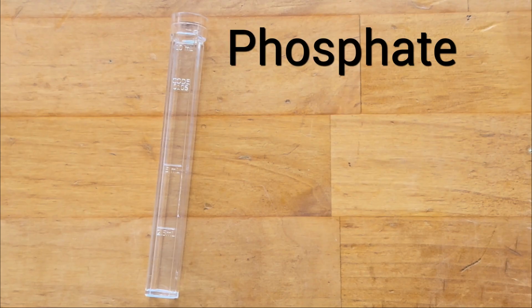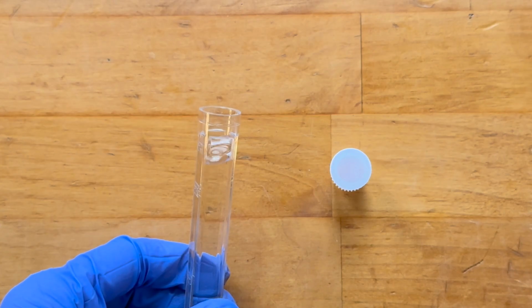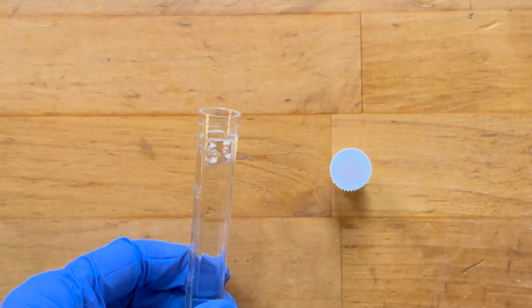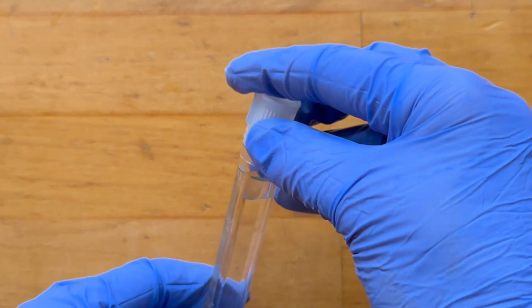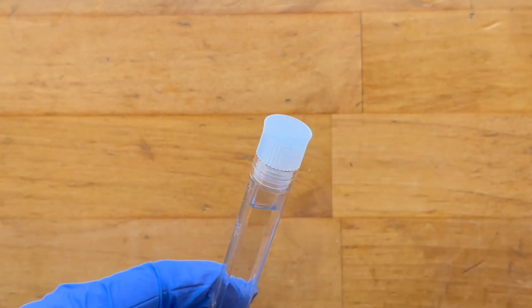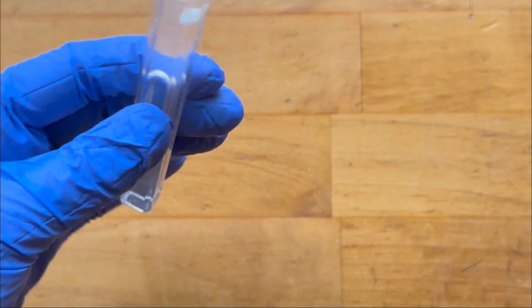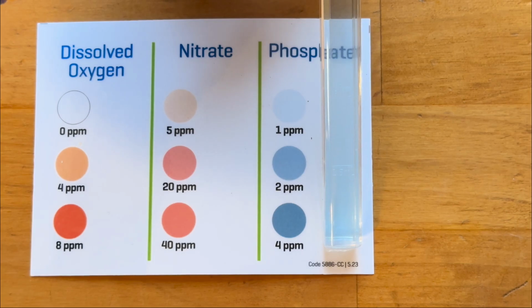So my final test is phosphate, and I'm going to again fill to the 10 mil line. This time, I'll be adding one of the phosphorus tabs and capping it. And now I go ahead and I invert it. Once the tab has disintegrated, I then wait 5 minutes in order to see the blue color develop. So after 5 minutes, I'm checking the color, and I think it looks like it's 1 part per million.